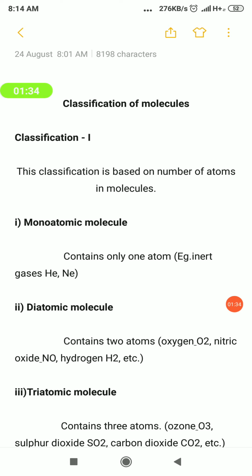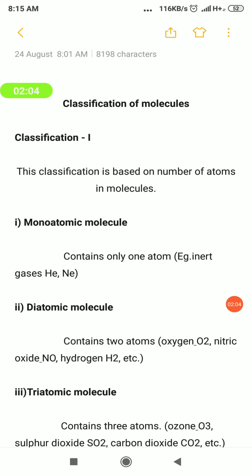So monoatomic molecule. Can you please tell me what can be a monoatomic molecule? Very good. If a molecule is made by only one atom, then the molecule will be termed as a monoatomic molecule. The examples are noble gases: helium, neon, argon. They will always exist as a single atom. So such kinds of atoms are called monoatomic molecules.